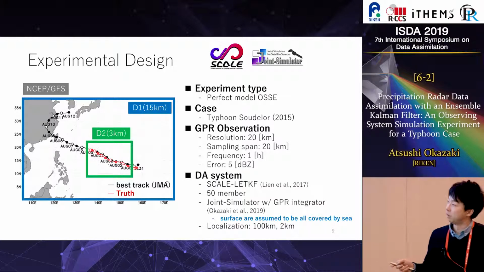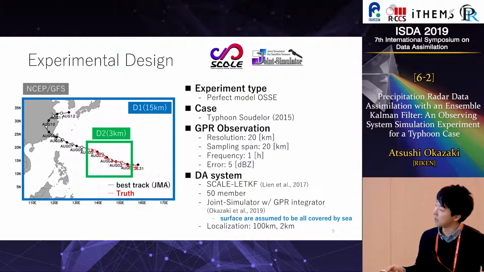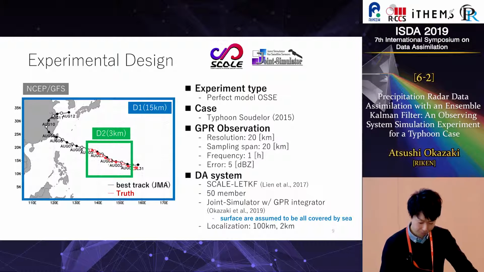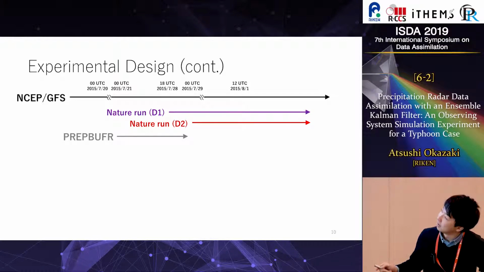We use the SCALE-LETKF system developed by Lien et al., and the ensemble size was 15 members. For the localization, I set 100 kilometer for horizontal and 2 kilometer for vertical. The outermost boundary condition is NCEP GFS, and domain 1 was conducted in 15 kilometer resolution, and domain 2 was 3 kilometer. So the nature run starts from July 28th for domain 1.